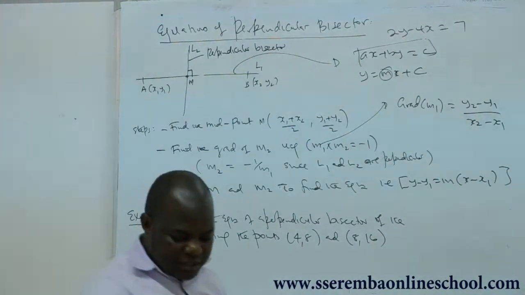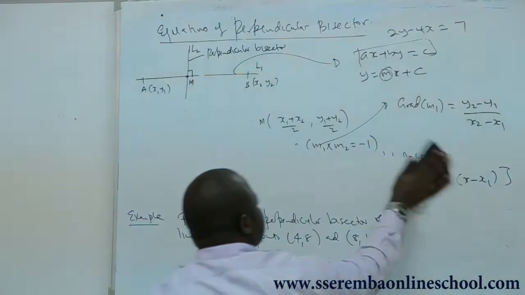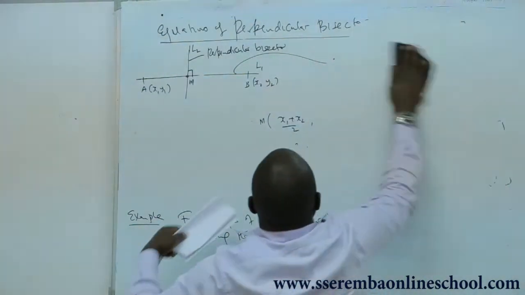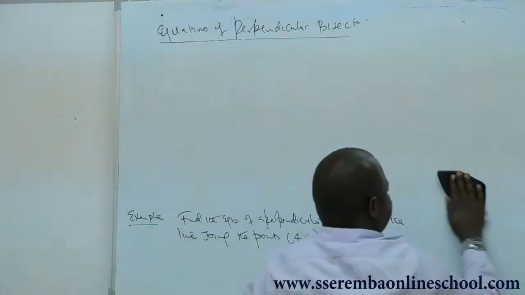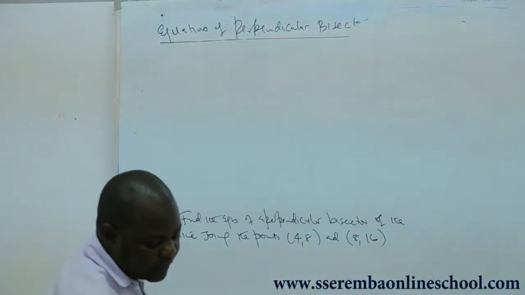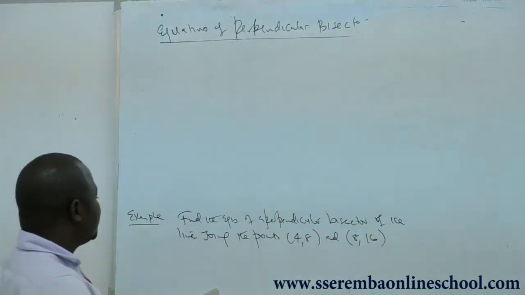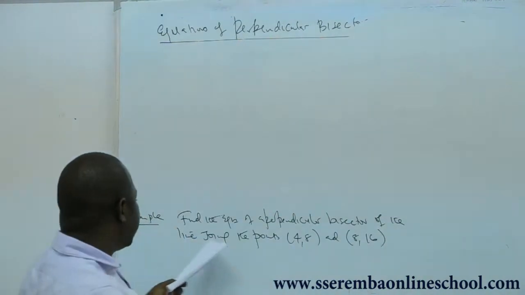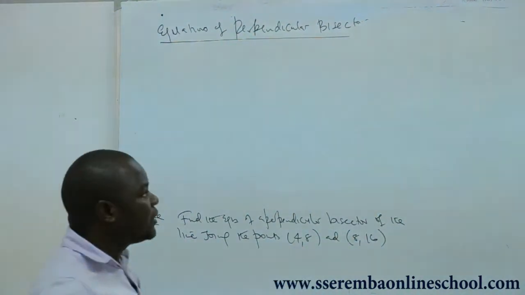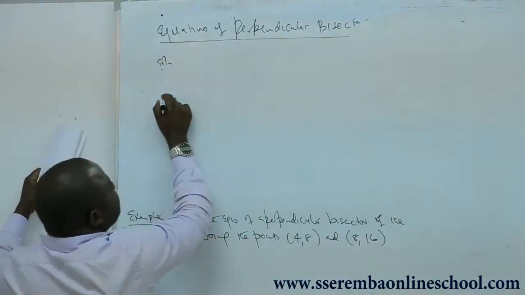So in that case, let us take the example, and then we see what to do. Good. So let us do the example, class. What does the example require for us to do? They said, find the equation of a perpendicular bisector of the line joining this point. So you take the sketch. So solution, I'll draw the sketch.